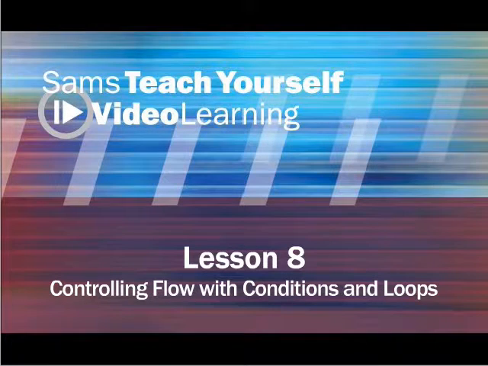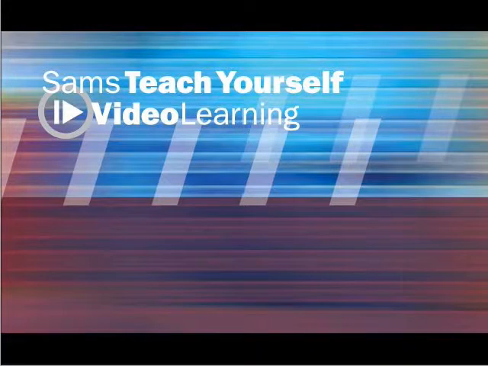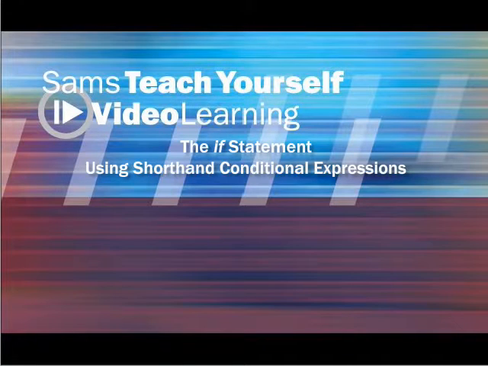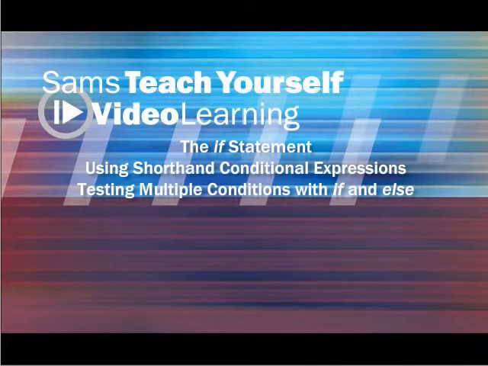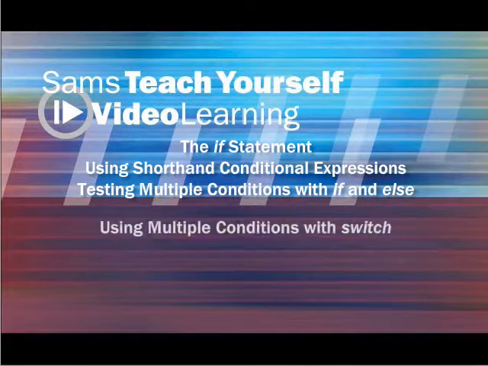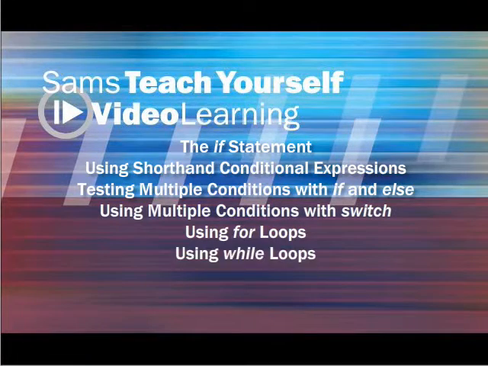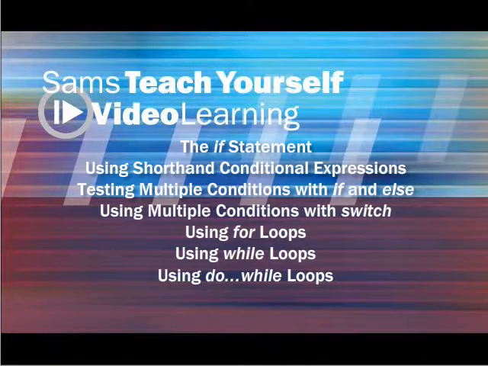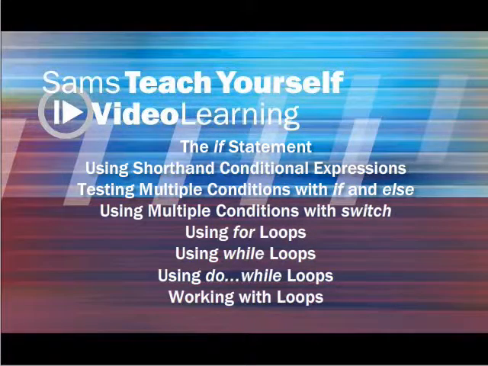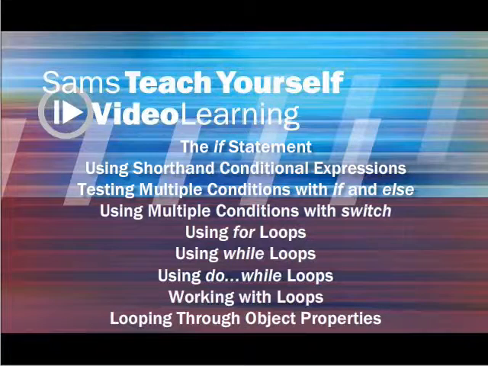In this chapter, you'll look at two other types of flow control in JavaScript: conditions, which allow a choice of different options depending on a value, and loops, which allow repetitive statements. The topics we will cover in Lesson 8 are the if statement, using shorthand conditional expressions, testing multiple conditions with if and else, using multiple conditions with switch, using for loops, using while loops, using do-while loops, working with loops, and looping through object properties.